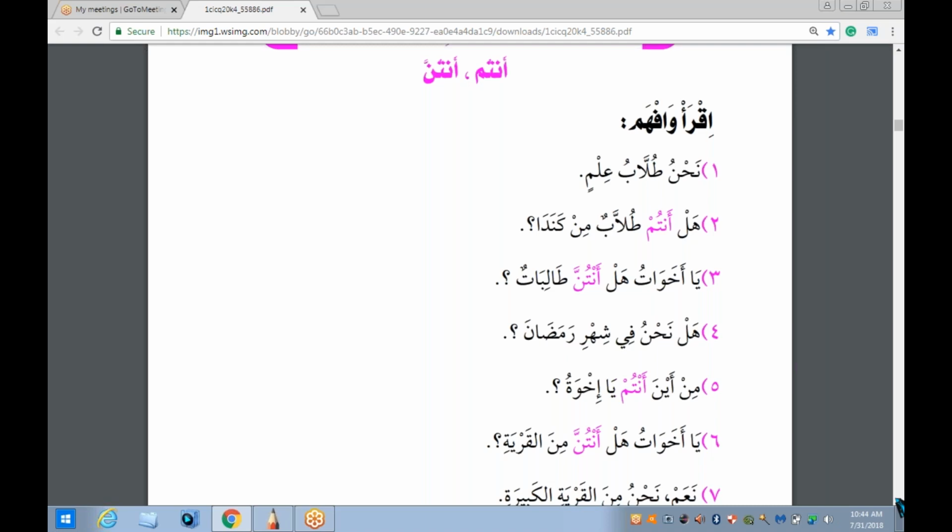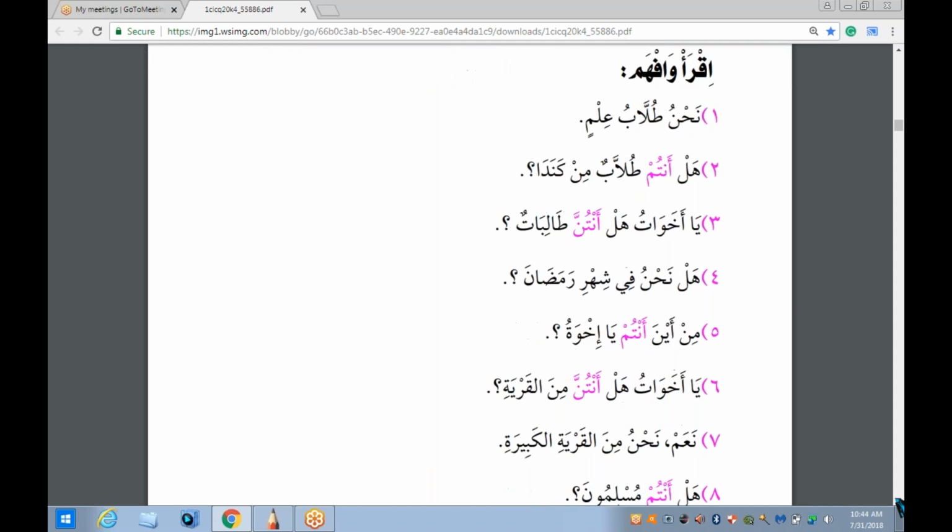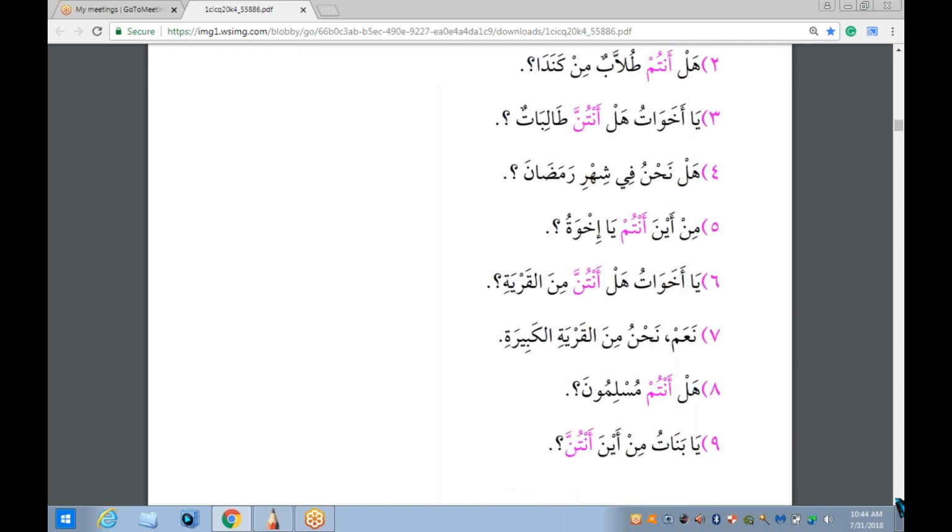يا أخوات هل أنتن من القرية؟ عندك يا عيسى. هل أنتن من القرية؟ Number 6. ما معنى القرية يا أبا أمير؟ What does القرية mean? Are you from the room? Does that make sense? Are you from the room or from the ceiling? عندك يا عبد الحميد. Are you from the village? Village. قرية. القرية.